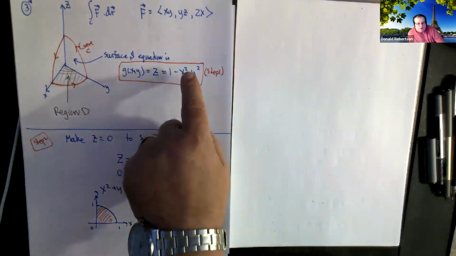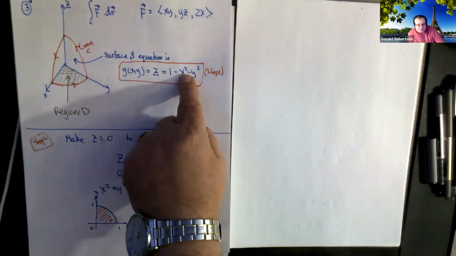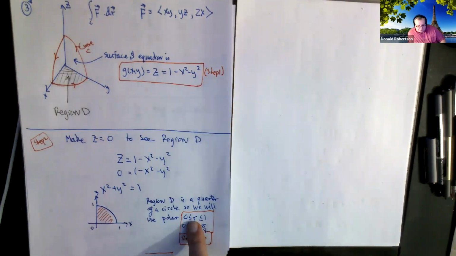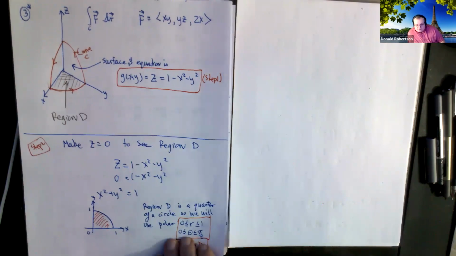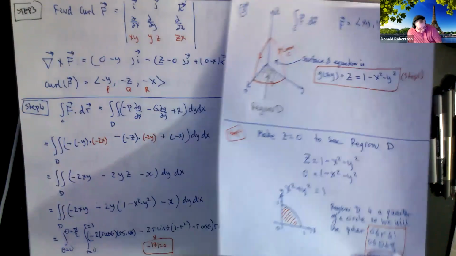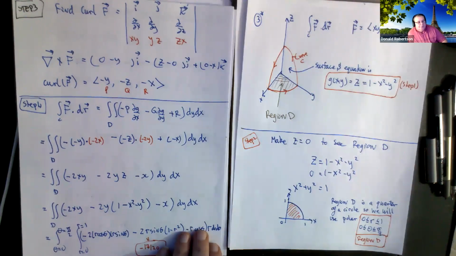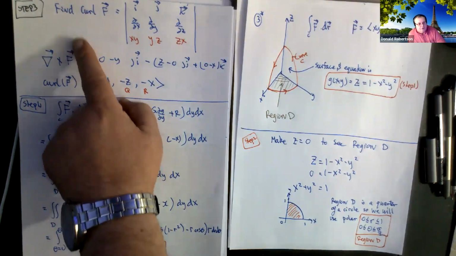So I've got the equation of my surface, check. I've got the limits of integration that generate the floor, the region D, check. Two more things to do. Find the curl, which is pretty straightforward, and then put the package together. Right, so here we go. Find the curl.